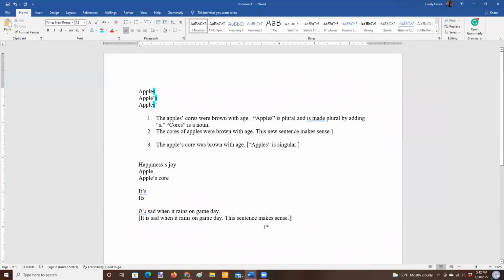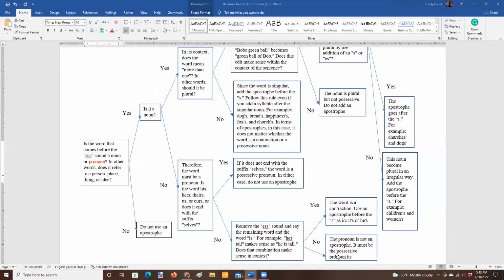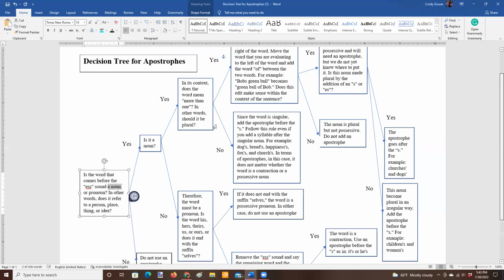We're going to do another sentence now. The apples were ripe. Okay, so again, here we have the same choices we had before. Let me just list them. Apples, apples, apples. And we're going to do that same analysis. So let's start with our choices. Is the word that comes before the S sound a noun or pronoun? Well, we already know this. We know that apples is a noun. So we're going to go up to yes. And we know that apples is a noun, not a pronoun. So we're going to continue to go up.